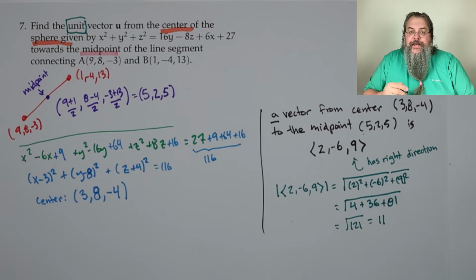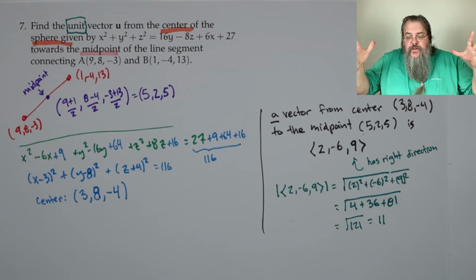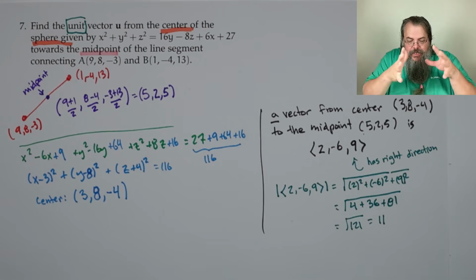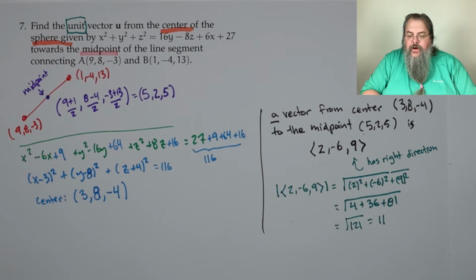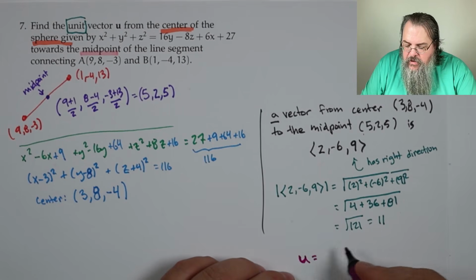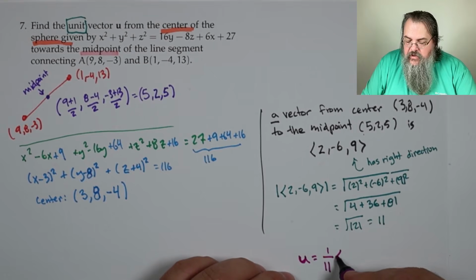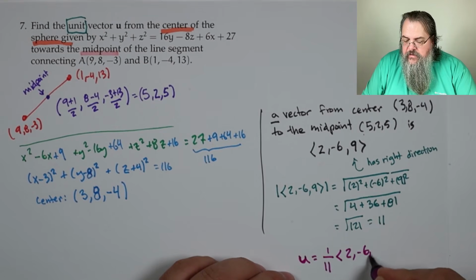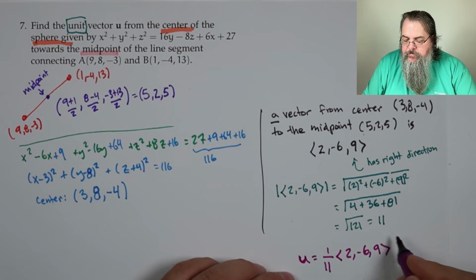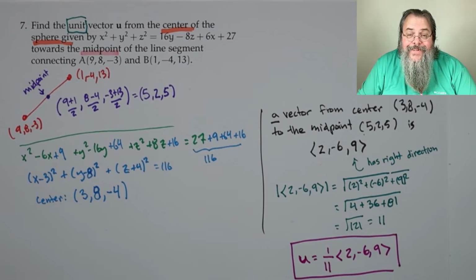So we say, okay, the last thing, and this is our last step, is we're going to take our vector and scale it down, shrink it. So our desired vector, u, is 1 over this length, so 1/11 times (2, -6, 9). And that's our answer.